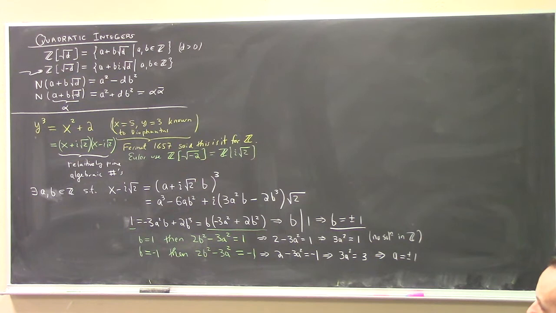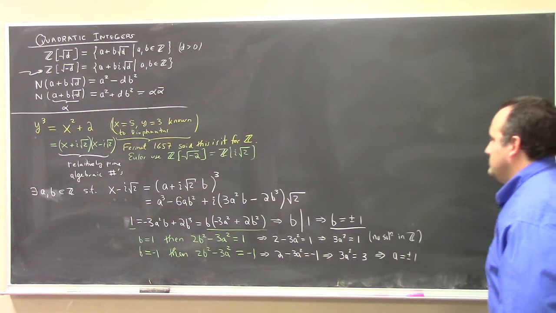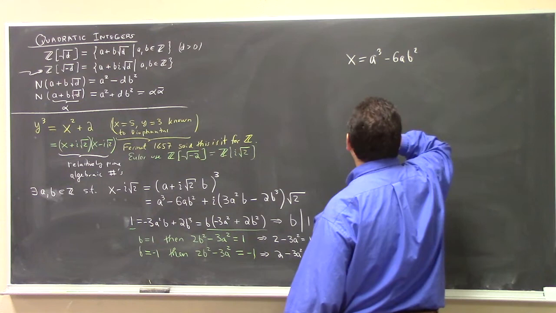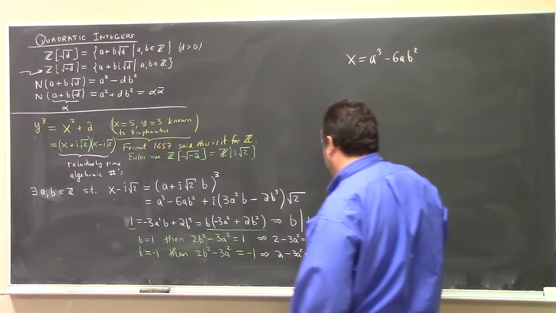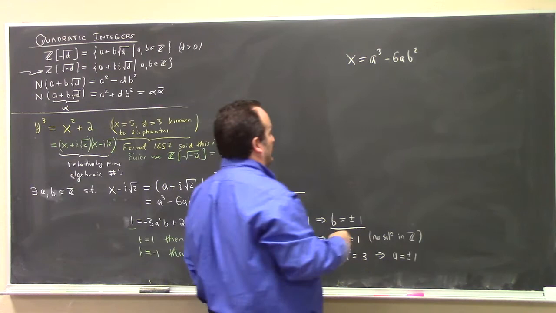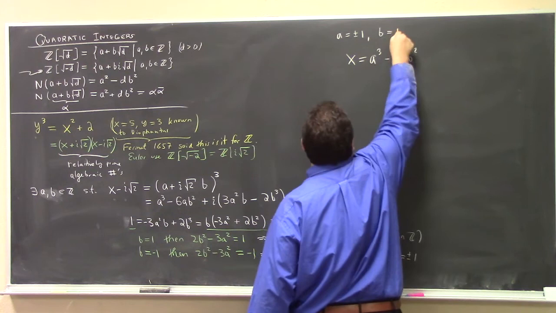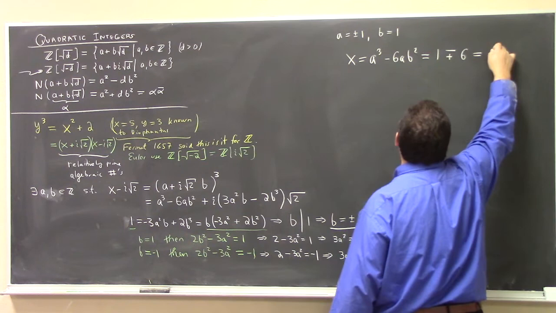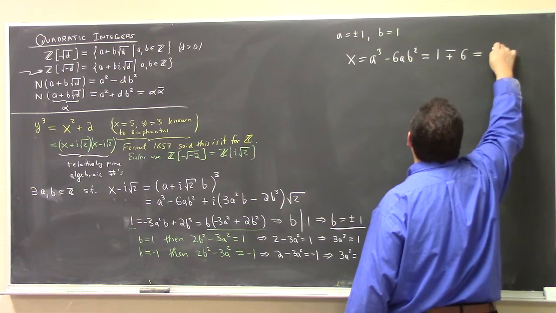And what's x equal to? x is equal to a cubed minus 6ab squared, right? So b is plus or minus 1, either way you slice it. Well, we figured out that b equal to 1 actually leads to nothing. So b equals minus 1, right? That's what we found. But we have a equal to plus or minus 1, I think. So this is actually equal to 1, either minus or plus 6, right? So you either have 5 or 7, I guess. No, minus 5 in my current, or 7 is what I'm getting.